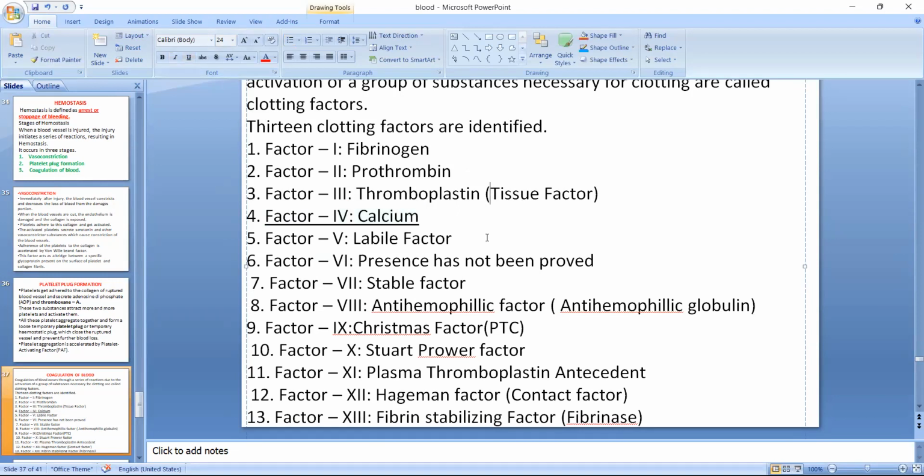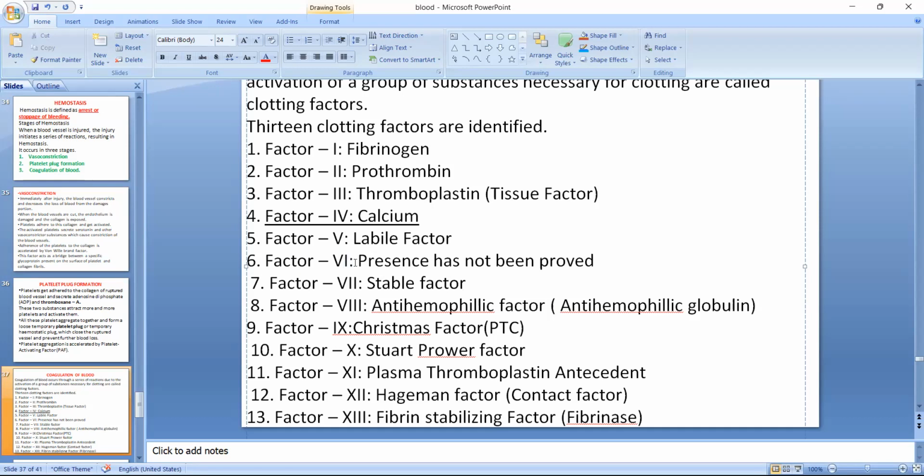What is the name of the factor? Blood clotting factor 4 is calcium. Factor 5 is labile factor. Factor 6: actually, there is no specific name for factor 6. Actually, it is removed.